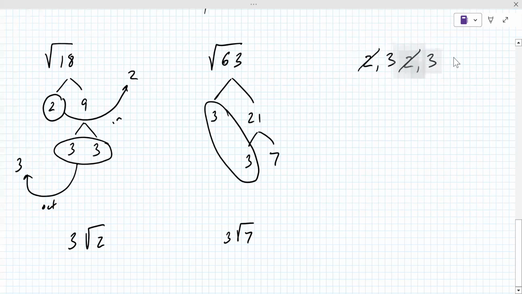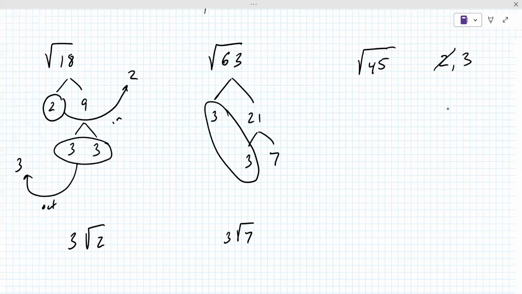Okay. All right, here's one for you to try. Go ahead and work that out and let me know what you come up with. Would it be 3 on the outside and 5 on the inside?